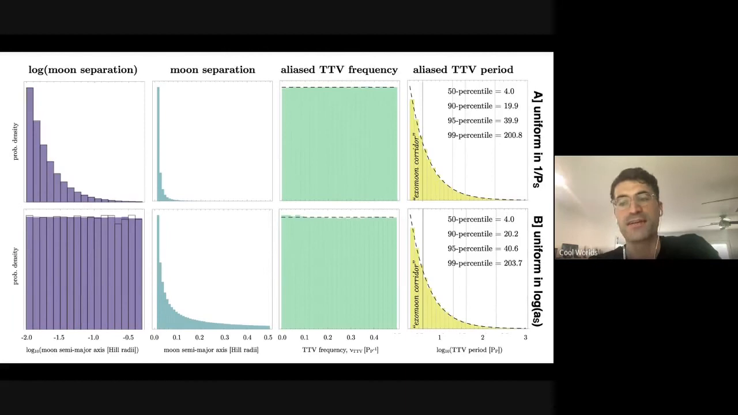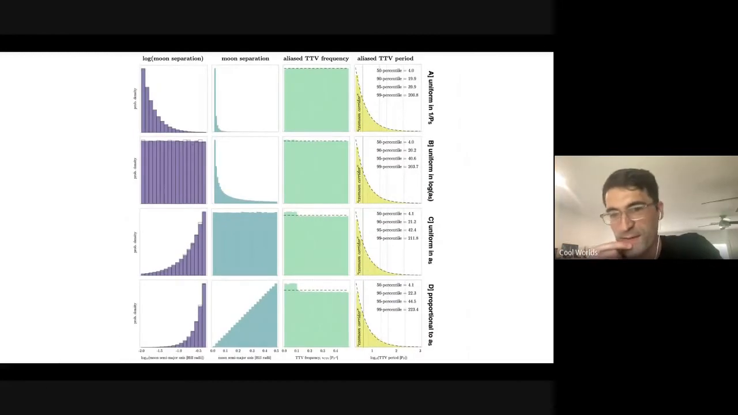Okay, let's try uniform in log semi-major axis. Oh, what a surprise, we get the same thing. Let's try uniform in semi-major axis or proportional to semi-major axis. It doesn't matter. Whatever you assume for the moon distribution, as long as it's not pathological, like a delta function or something, as long as you have a smooth distribution, it always produces this result where half of the moons give TTV frequencies between 2 and 4 cycles. And that's really a result of the undersampling itself.